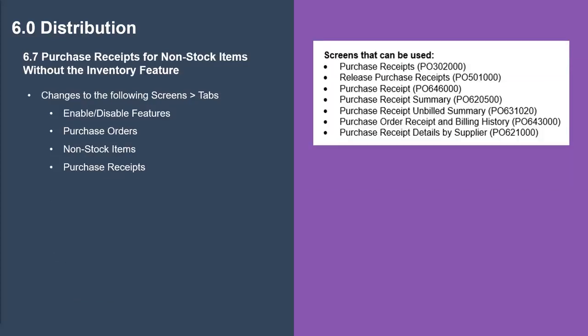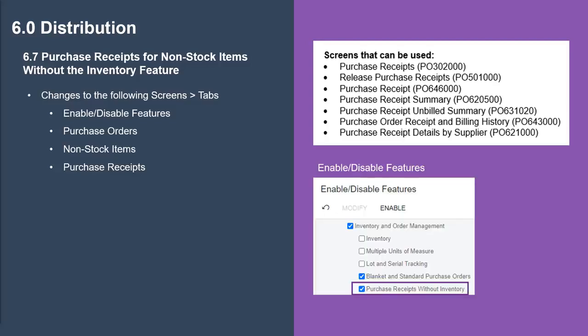When the inventory feature is disabled, users now have the ability to process non-stock items by using purchase receipts and purchase returns. On the right is a list of screens available for use. On Enable/Disable Features, a Purchase Receipts Without Inventory option has been added. Inventory needs to be disabled for this to be enabled. When enabled, on Purchase Order, the Enter PO Receipt action is available for non-stock items.